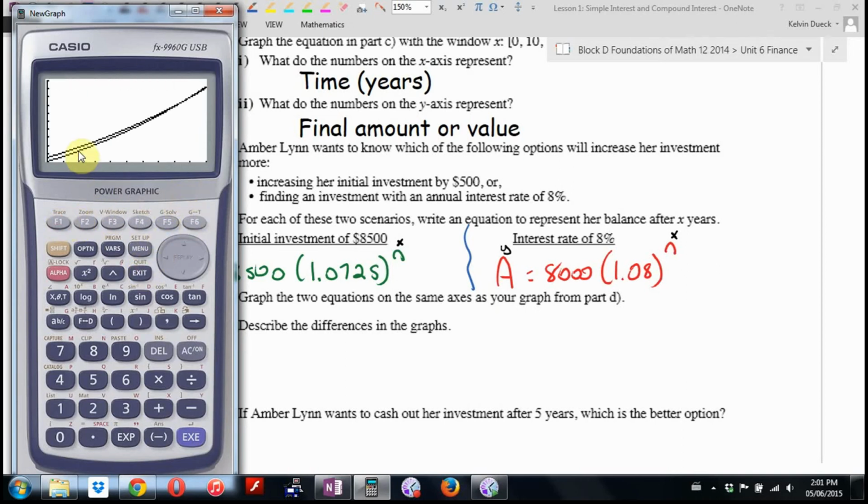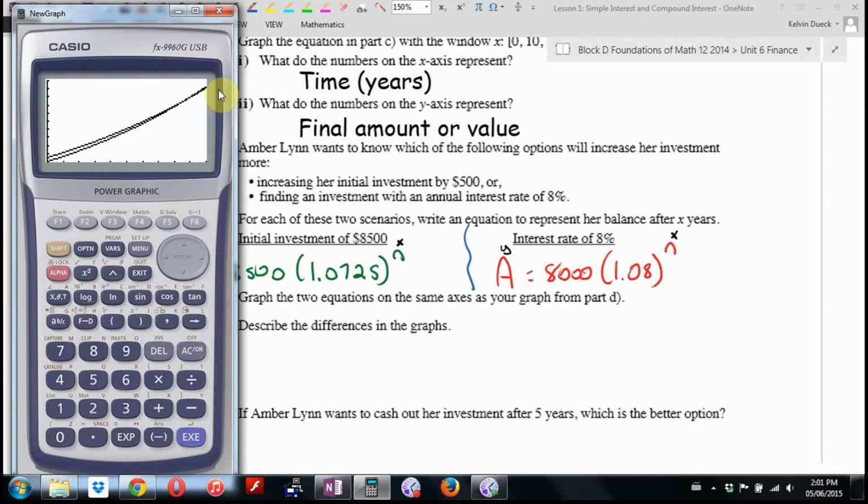The second graph is the one that, you know what? It doesn't earn as much for the first while. That 8% doesn't earn as much for the first while. But right around here, it catches up and it starts to do better. So the answer here, like most of the time in finance, is: it depends how long you're planning on leaving it in for.